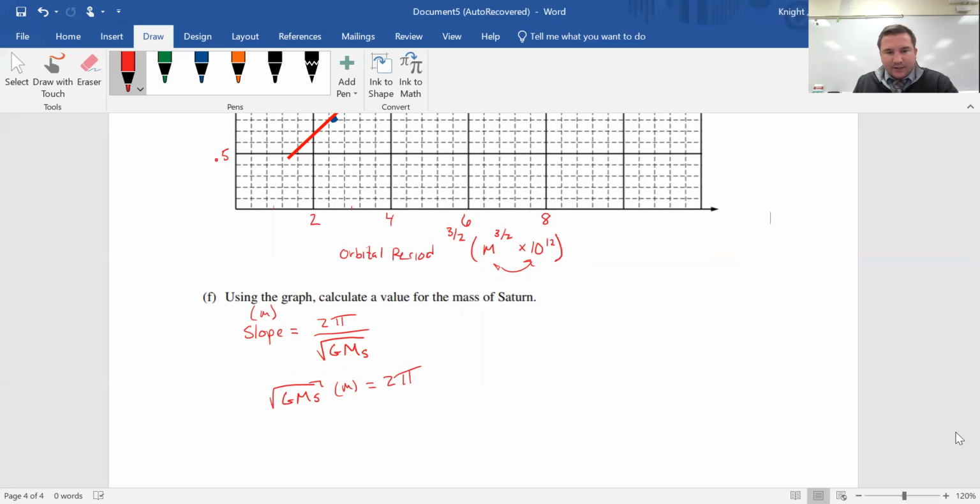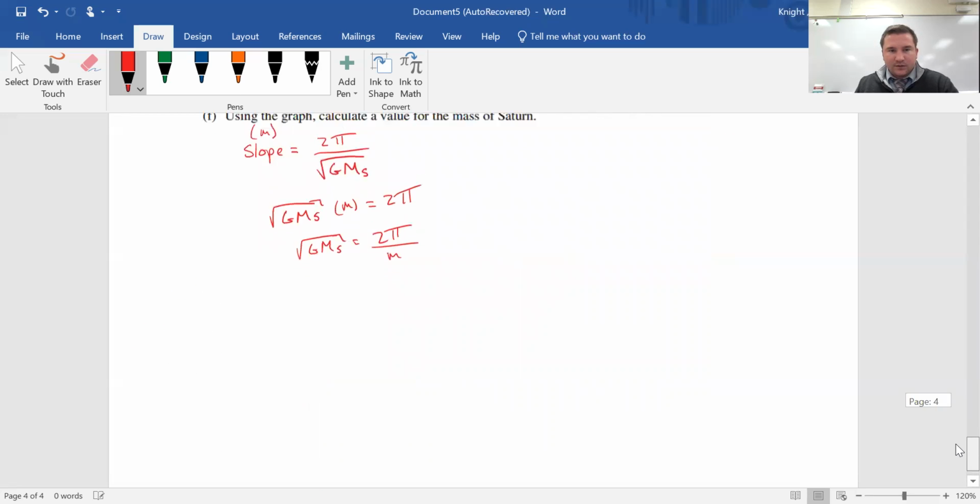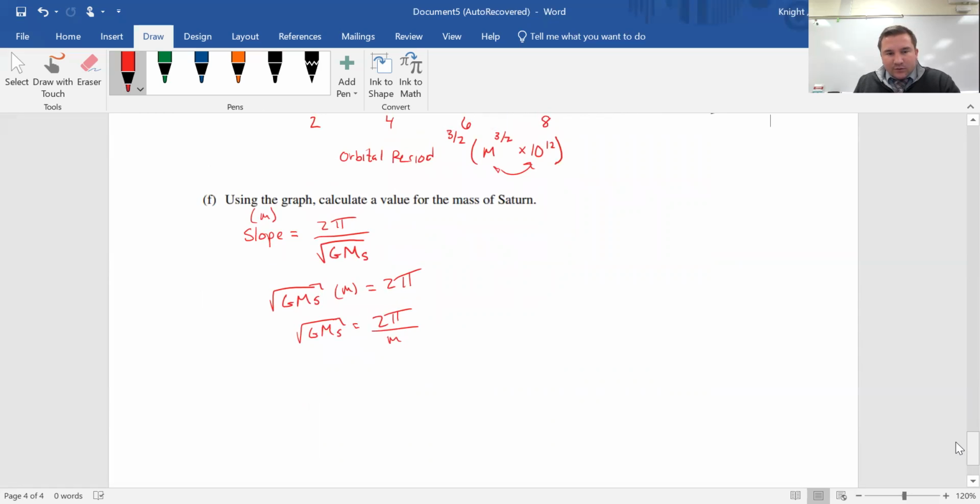Divide the slope over to the other side. So root GMS is going to be equal to 2 pi divided by the slope. Square both sides, so that we get rid of the square root. So we'll get GMS equals 4 pi squared over the slope squared, and then divide by G. So the mass of Saturn is going to be equal to 4 pi squared over M squared G. All right, so as soon as I find the slope and I can plug it in for M, I can go ahead and solve there.